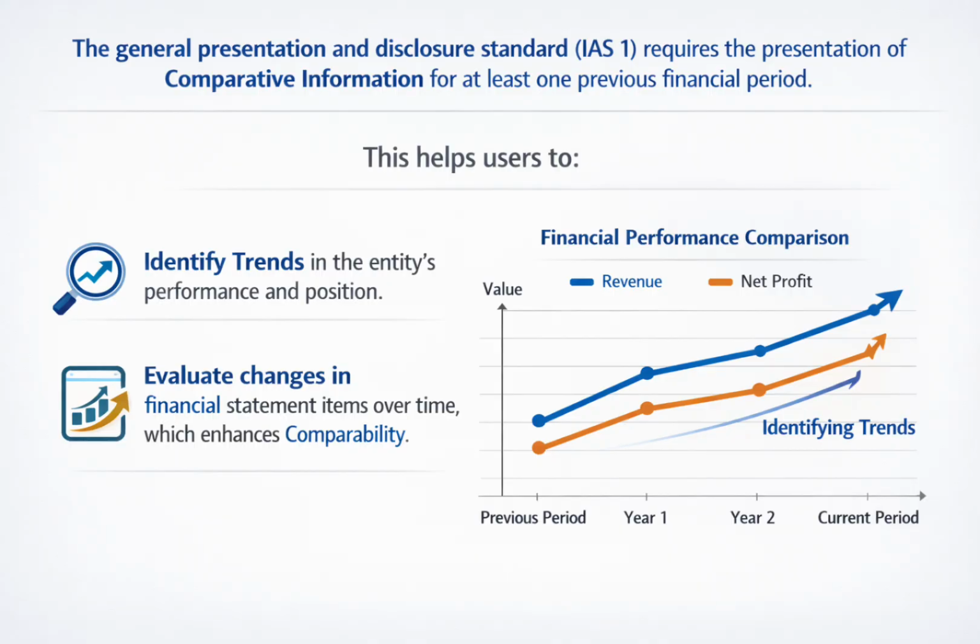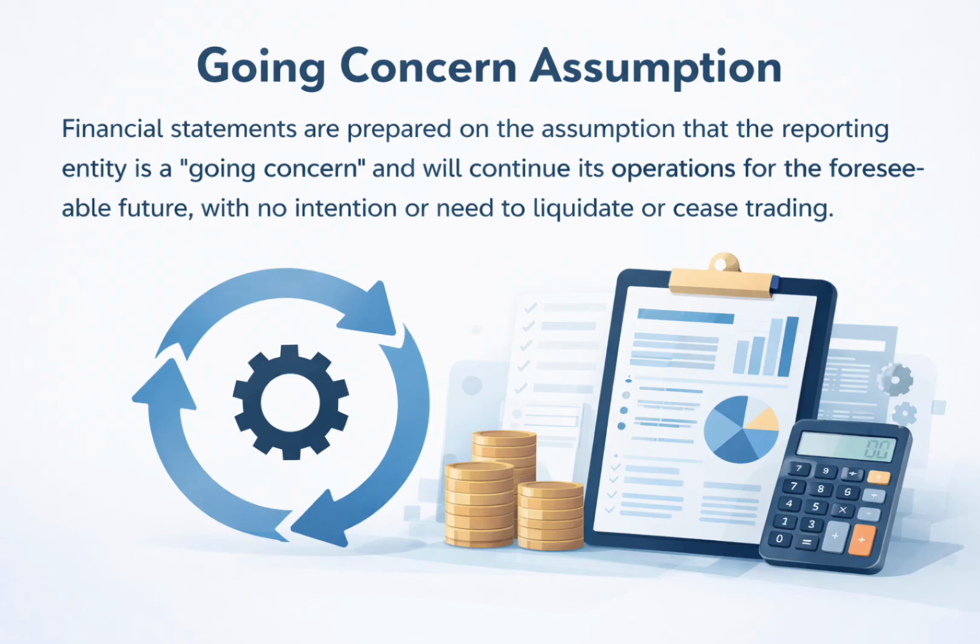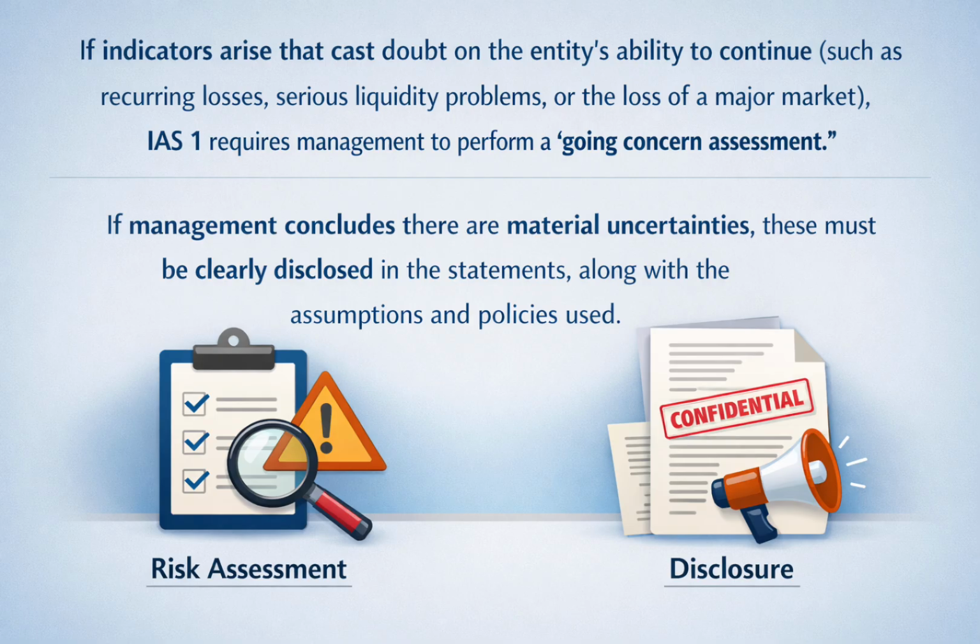Going concern assumption. Financial statements are prepared on the assumption that the reporting entity is a, quote, going concern and will continue its operations for the foreseeable future, with no intention or need to liquidate or cease trading. If indicators arise that cast doubt on the entity's ability to continue, such as recurring losses, serious liquidity problems, or the loss of a major market, IAS 1 requires management to perform a going concern assessment. If management concludes there are material uncertainties, these must be clearly disclosed in the statements, along with the assumptions and policies used.